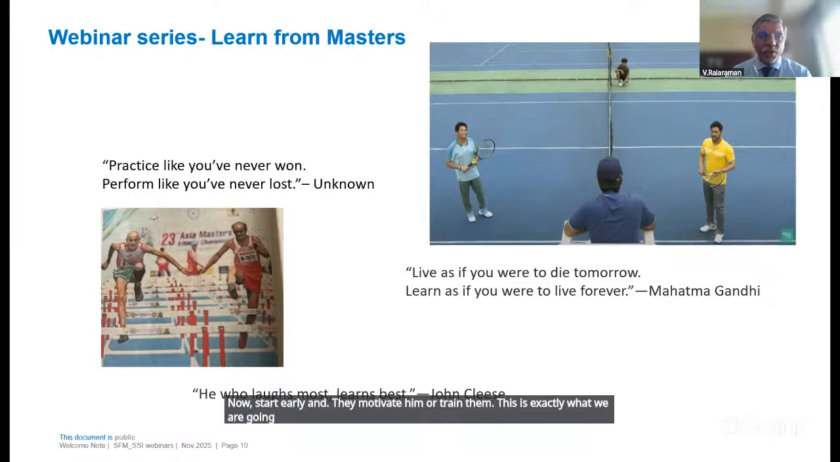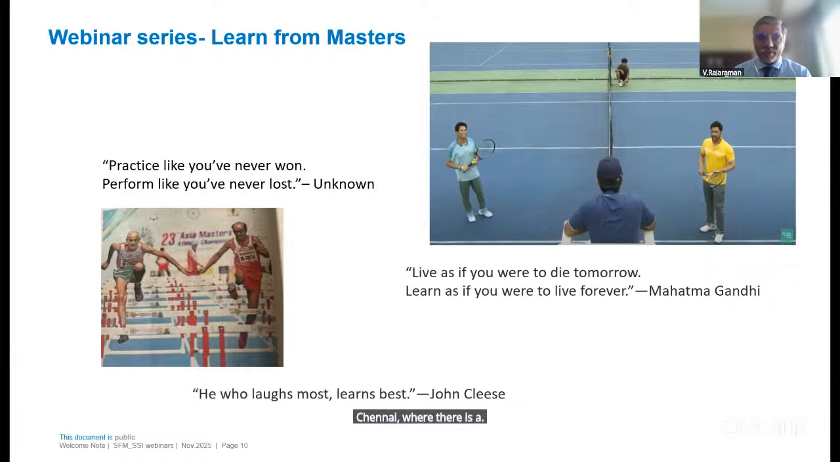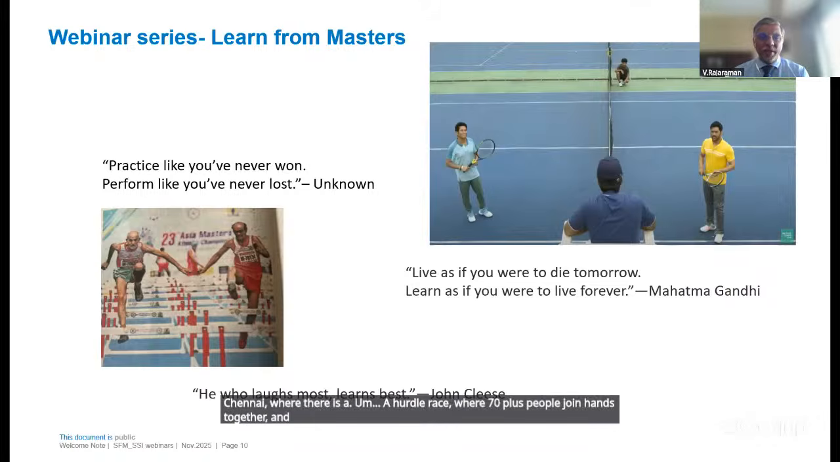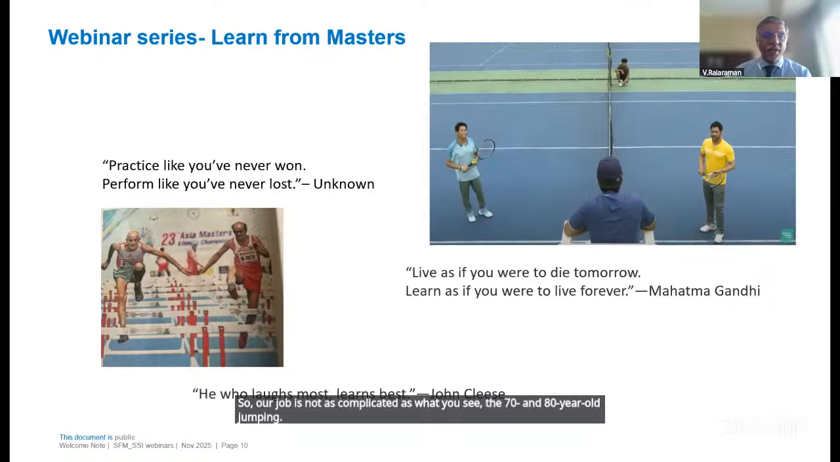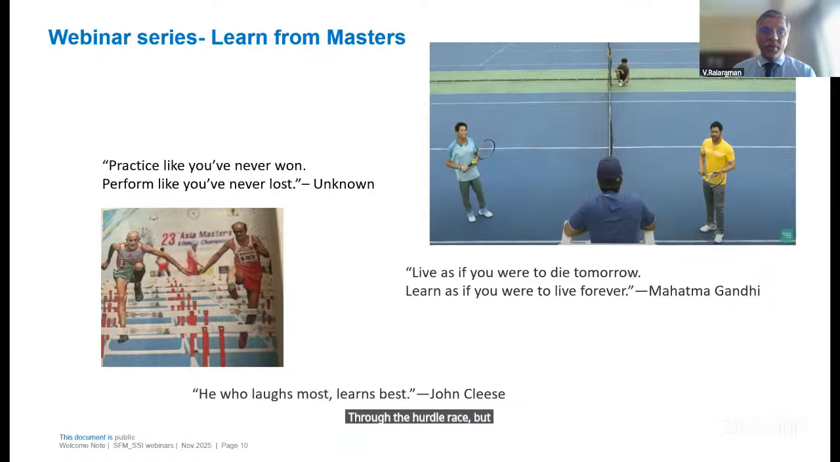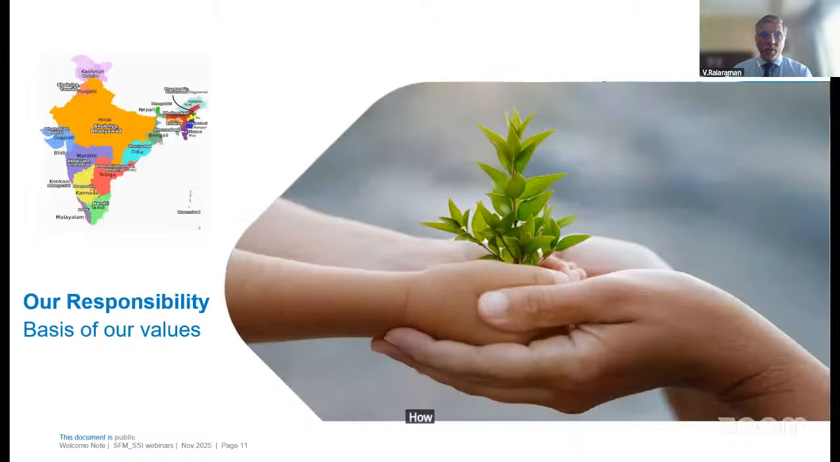And this is a picture of a recent incident which happened in Chennai, where there was a hurdle race where 70-plus people joined hands together and were jumping and crossing it with ease. So our job is not as complicated as what you see, the 70 and 80-year-olds jumping through the hurdle race, but we'll have to do the basic things extraordinarily well. And that's what this series is about. When we learn from masters, how do we implement it on the ground?